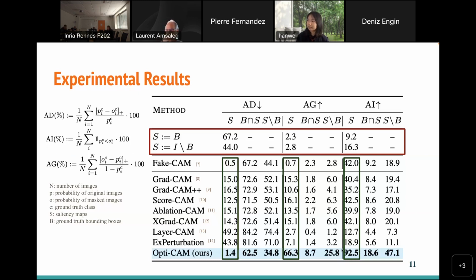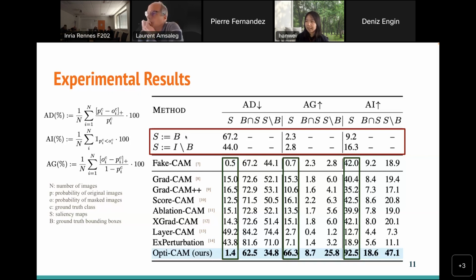This table is quite complicated, but I only want to focus on two things. One thing is the green box. Basically, the green box is saying that according to these three metrics, our OptiCAM performed the best by a lot. No other methods could compare to our method in these three metrics. The second thing is an interesting observation, in the red box. The B here is actually the ground truth bounding box, which is a human annotated bounding box. It gives us where the object is. So we're trying to use it as a salience map.